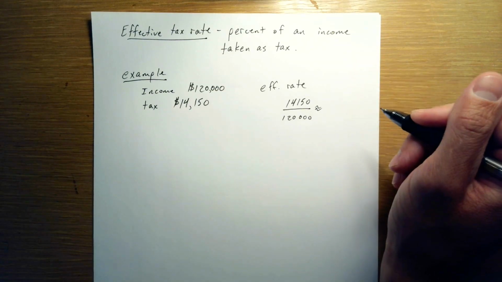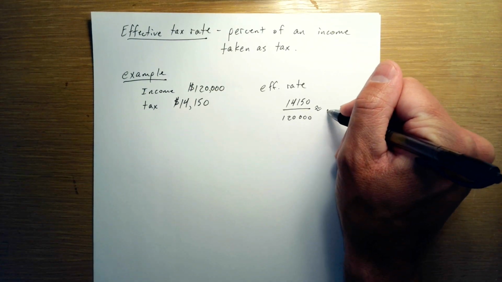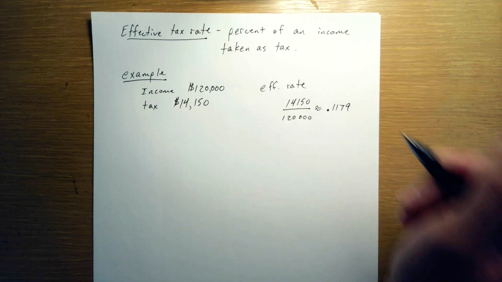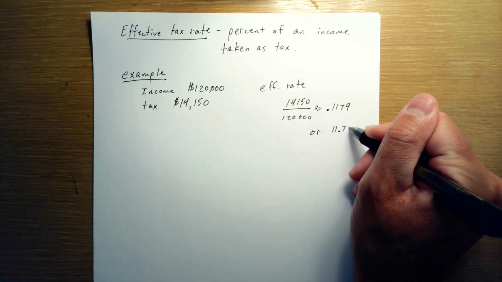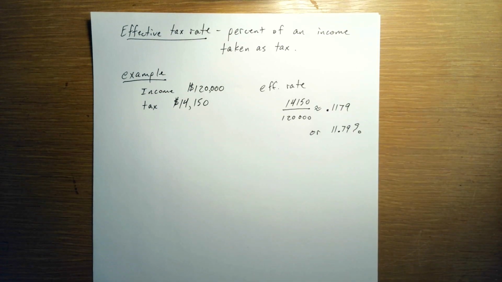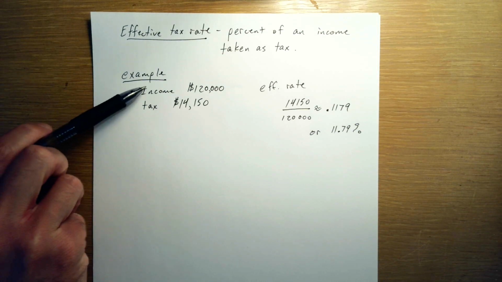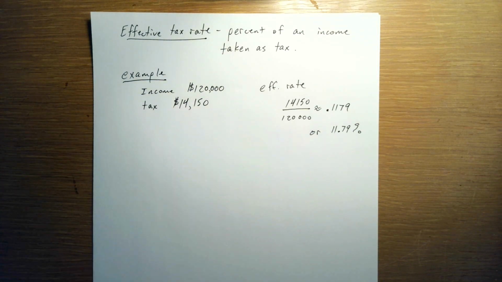And this comes out to be somewhere around 0.1179, or if you want to write this as a percent, it's about 11.79%. So our effective tax rate in this system on $120,000 is about 11.79%. And that's a mixture of all these different tax rates that we paid on all the different brackets.